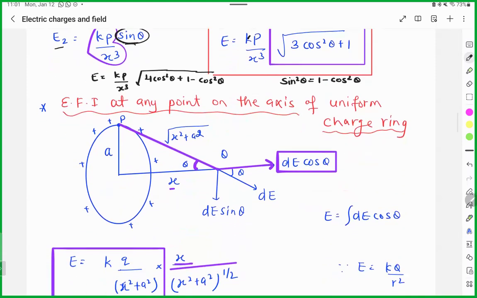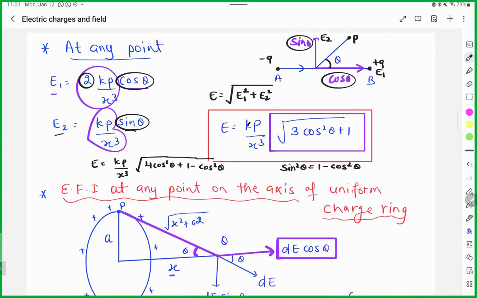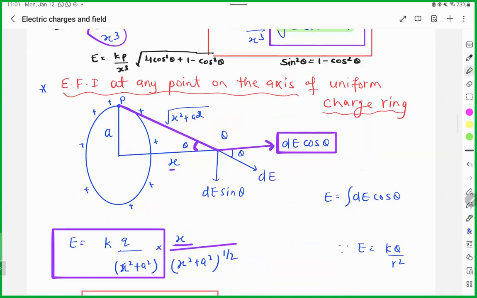Right. So this is at any point. At any point, you just need this formula, but more than the formula, you should know how we came up with this. At any point, the board usually asks it in the long form, but here it is one of the easiest parts.